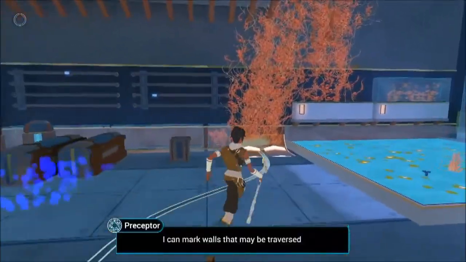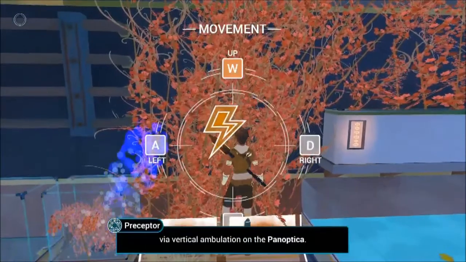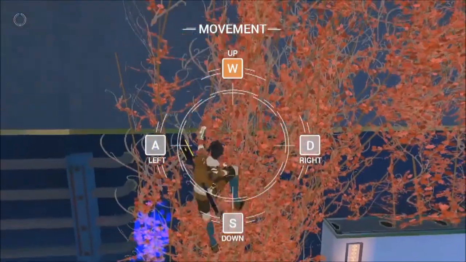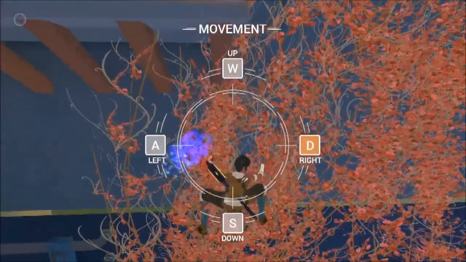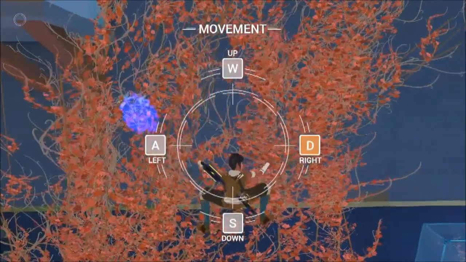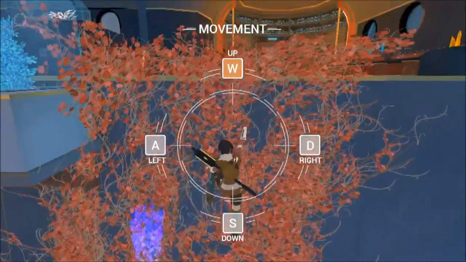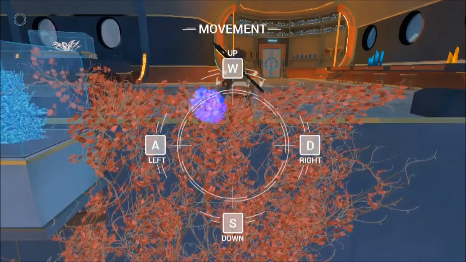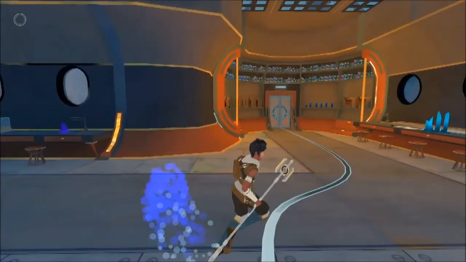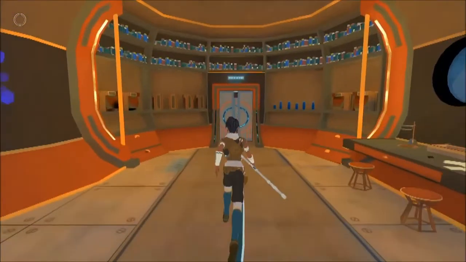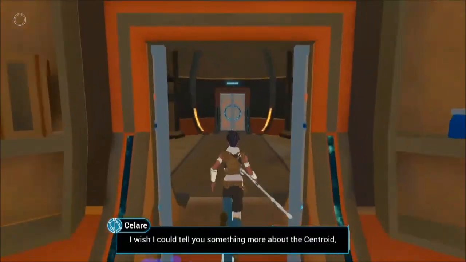I can mark walls that may be traversed by vertical ambulation on the Panoptica. So I think these guys do a pretty good job of touching on those things that keep someone playing. There's mystery, there's a reason to keep going, there's relationships between characters, all of that kind of stuff.